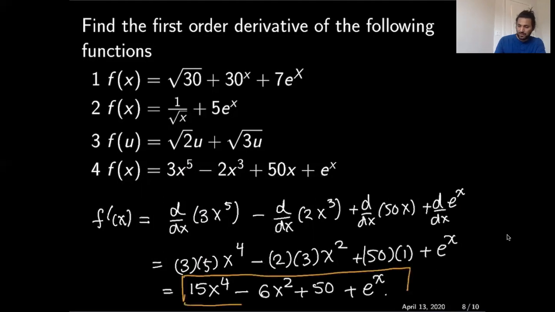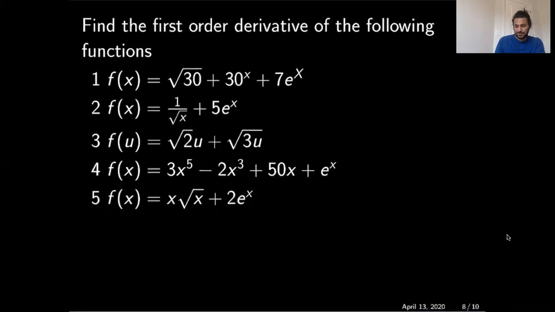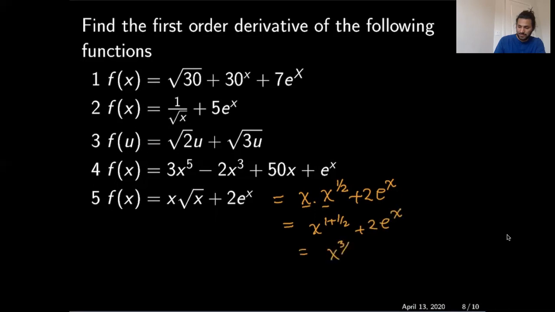We have 2 more problems, 2 more examples. So this one is, again, I have to simplify. This is x times x to the power 1/2 plus 2 e to the power x. We know that when we have the same base, the powers will add. So 1 plus 1/2, plus 2 e to the power x. So the function is x to the power 3/2 plus 2 e to the power x. Now we calculate the derivative.